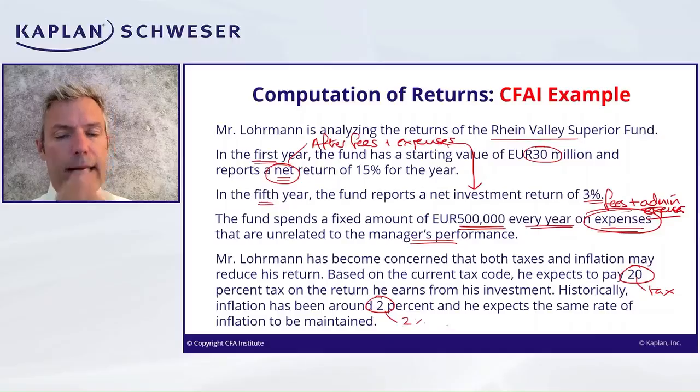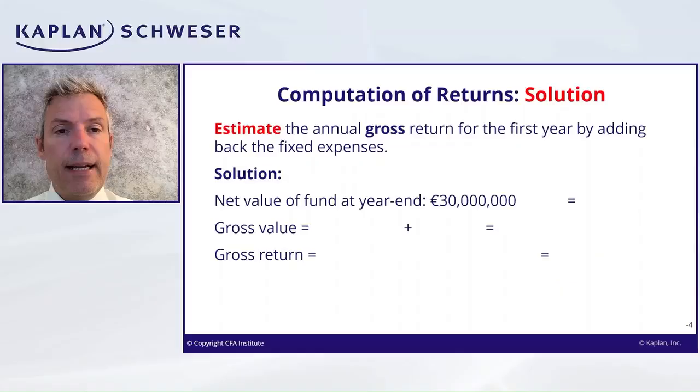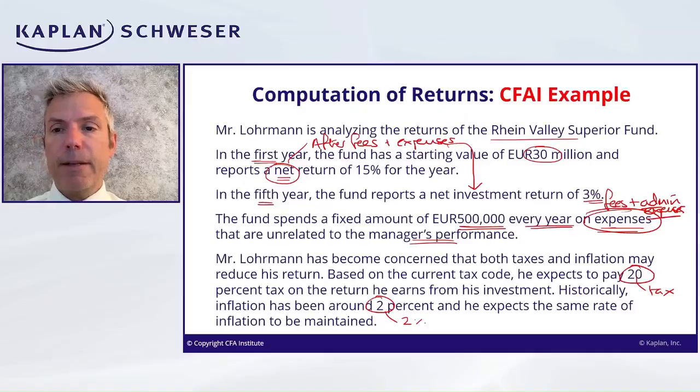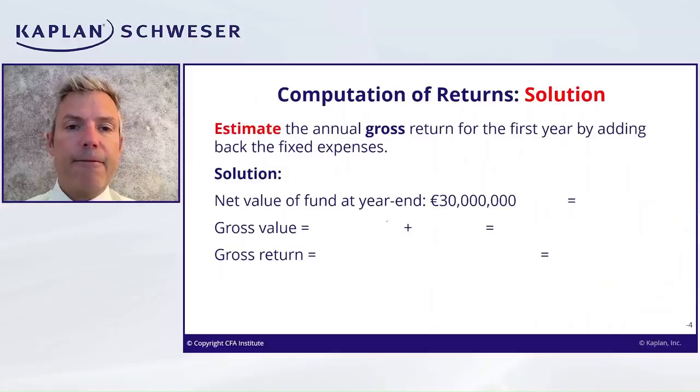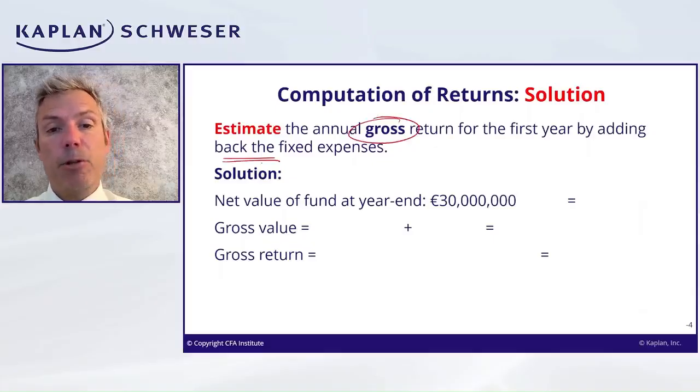Right, so what have we got here? Start with what the question asks you. Always look at what the question asks you first. Estimate the annual gross return for the first year by adding back the fixed expenses. If there was any doubt that these fixed expenses were general admin expenses, things like auditors' fees, custody fees, then that doubt is put to rest by saying we've got to get from our net return to the gross return by adding back the fixed expenses. They even tell you what to do.